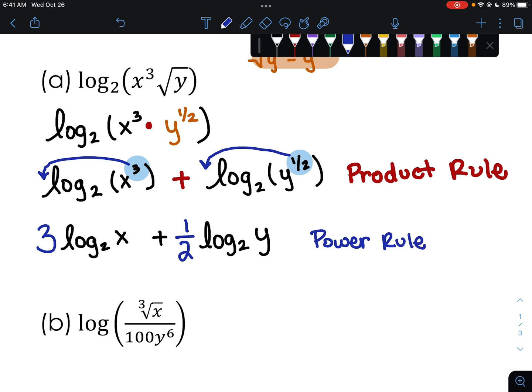Notice how each log has its own variable, and we took the exponent and made it the constant in front. Now parentheses, if you want to put parentheses around the x and around the y, that's fine. But if you leave them off in a case like this, that is fine as well. If there's more than one variable with the log, then there needs to be parentheses. But you can leave it with or without parentheses for this example for your final answer right here.